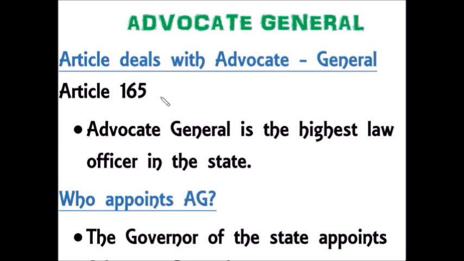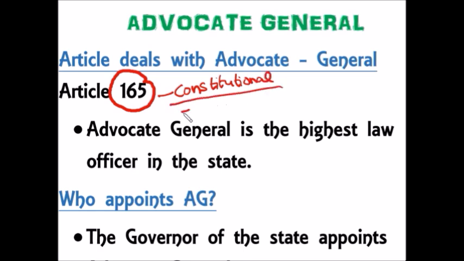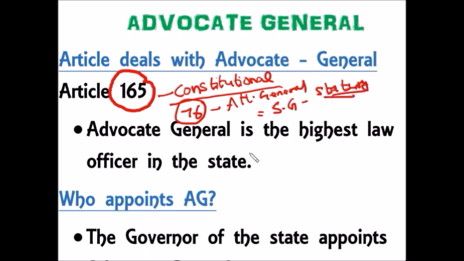Advocate General is established by Article 165. So the first important prelims point regarding Advocate General is that it is a constitutional post established by Article 165. Article 76 establishes the post of Attorney General, if you remember. And what about Solicitor General? It is not a constitutional post. It is a statutory post established by the Act of Parliament. Advocate General is the highest law officer, or you can say the first law officer in any state.